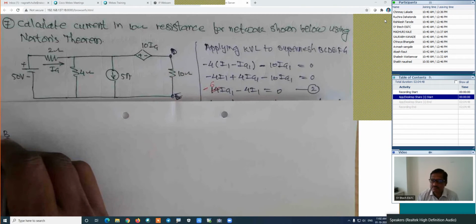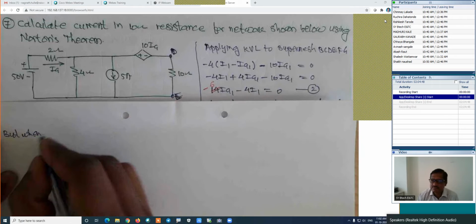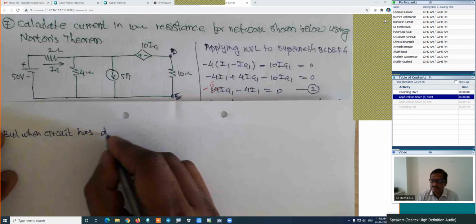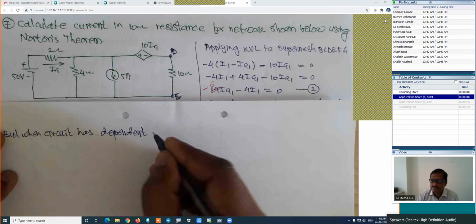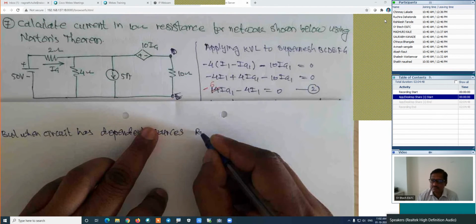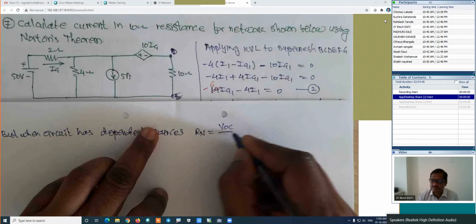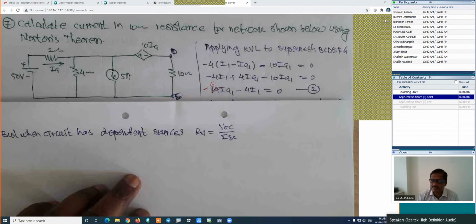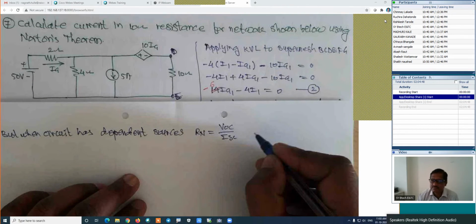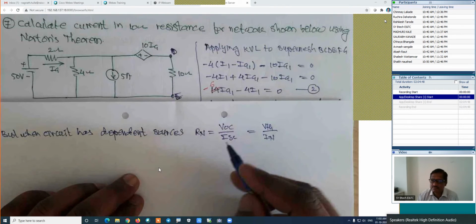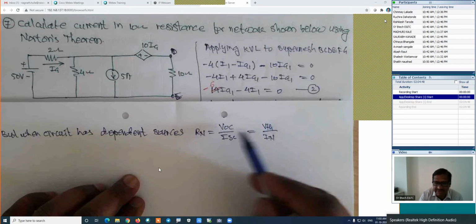But when the circuit has dependent sources, this RN calculation will be VOC upon ISC, this formula. Because the same formula we used for RTH calculation when we have dependent sources. Is it right? So here ISC is the same as Norton's current IN, and VOC is nothing but VTH. So RN is VTH divided by IN.